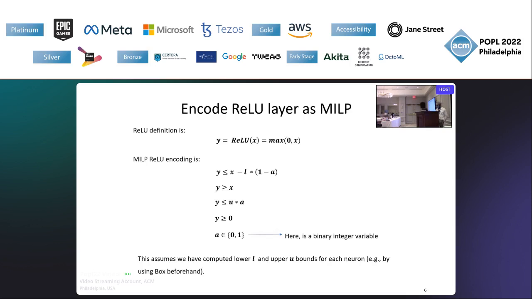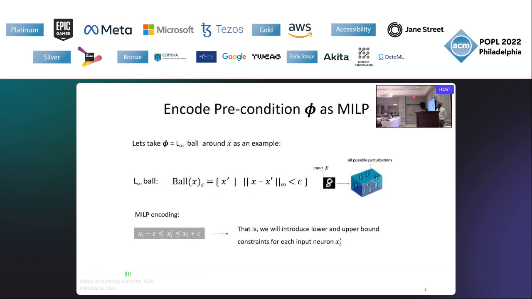So in this encoding, it assumes that you have available L and U bounds on neurons. If you don't know the bounds beforehand, you just say it's between minus infinity and plus infinity. But we will leverage the box analysis that Matthew introduced to have these box bounds available.